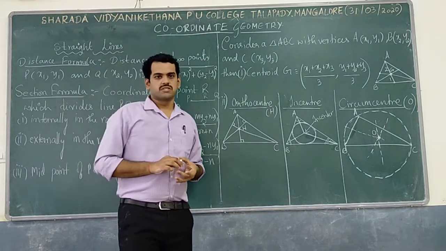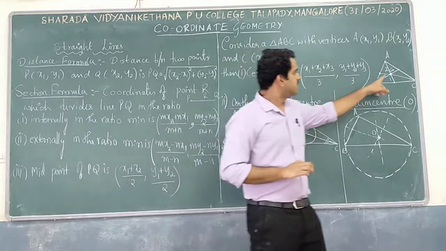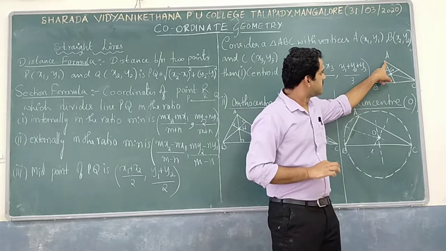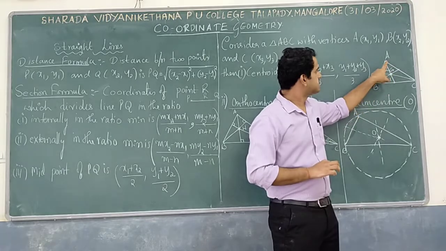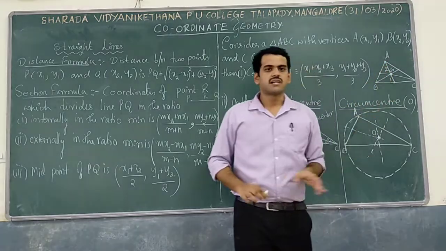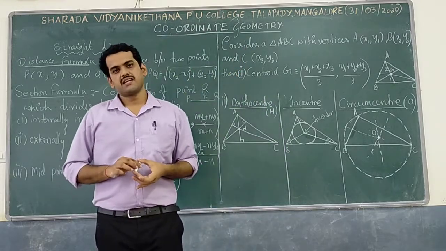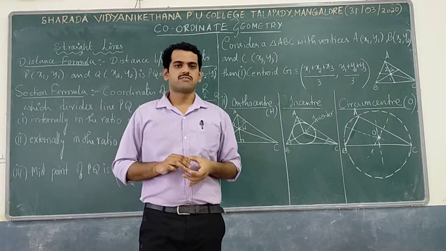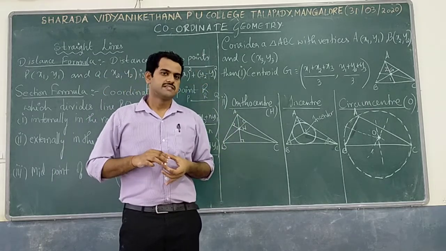And one more important thing in case of centroid is that if you take the median, the centroid G always divides it in the ratio 2:1. This happens in general in case of any triangle. So that is one of the important characteristic properties of centroid.